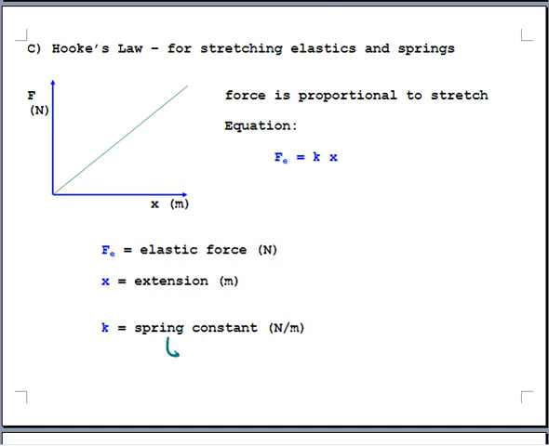And then K is the spring constant. It is just a measurement of how stiff a spring is. So let's call it the stiffness. It tells you newtons per meter, how many newtons it takes to stretch the thing out by 1 meter. So the stiffer a spring, the more force it's going to take to stretch it out, the bigger the spring constant, the bigger the number of newtons per meter.